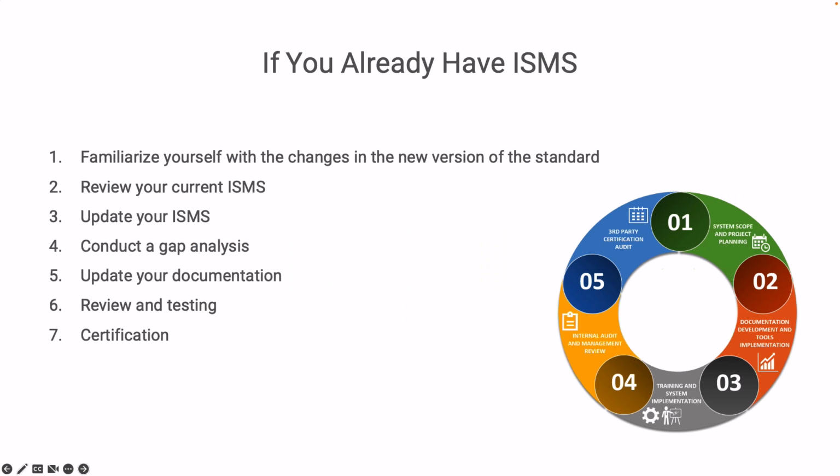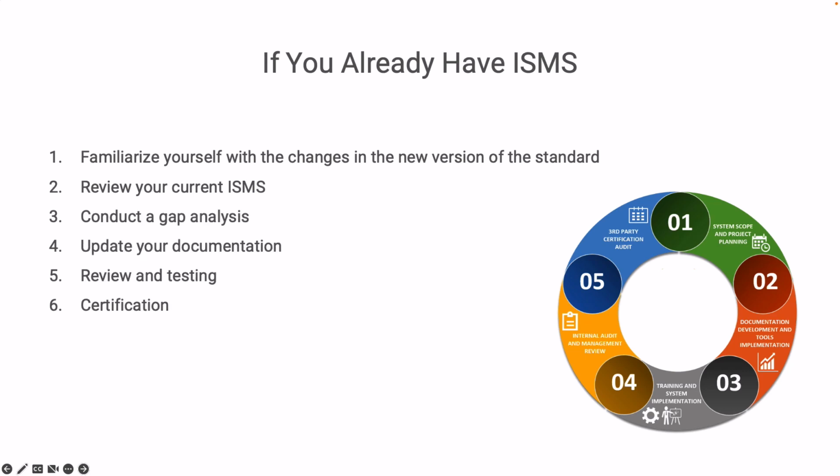If your organization is currently certified to ISO 2013 and you are looking to transition to the new updated standard, here are some of the steps you can follow. You need to familiarize yourself with the changes in the new version of the standard. ISO 2022 contains some significant changes compared to the 2013. It is important to understand these changes and how they may impact your organization. You can find more information about the changes in the new standard that you can download from iso.org.